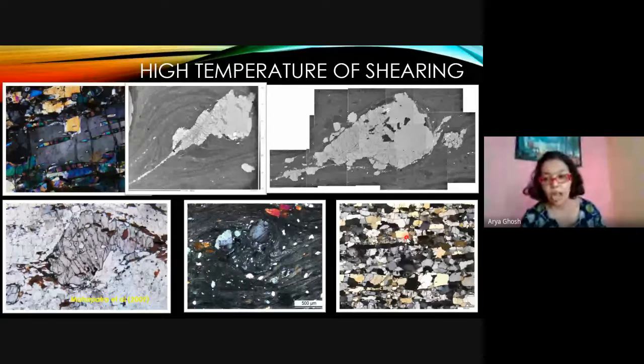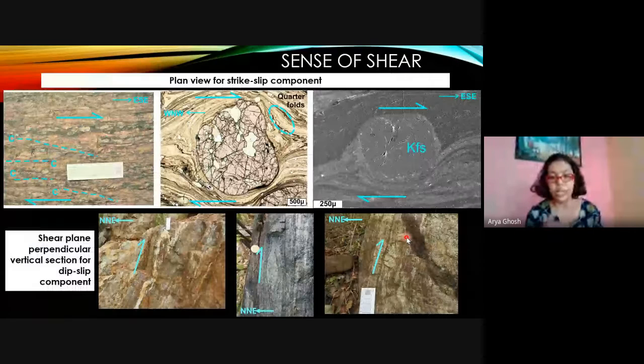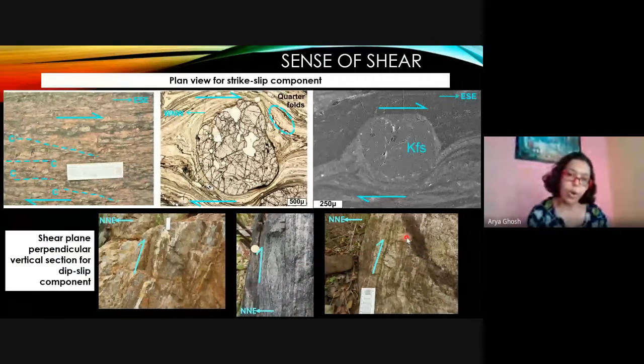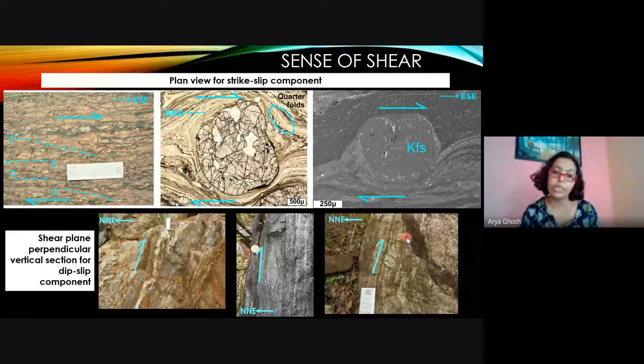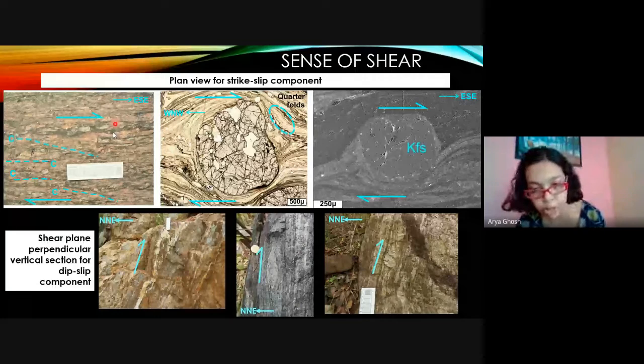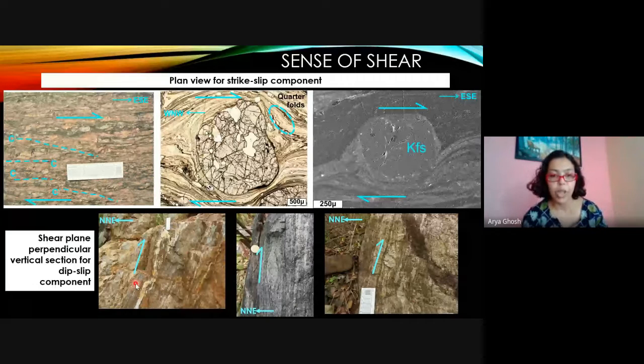So next we will come to the sense of the shear, so the geometry of the shear zone. To understand whether there is a strike slip component of the shear, we studied the horizontal sections. And to check whether there is a dip slip component of the shear, we studied the vertical section which has strike perpendicular to the strike of the shear plane. So these two sections we have targeted for our preliminary study.